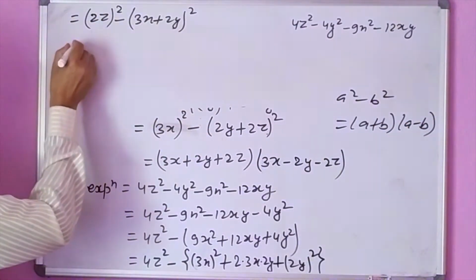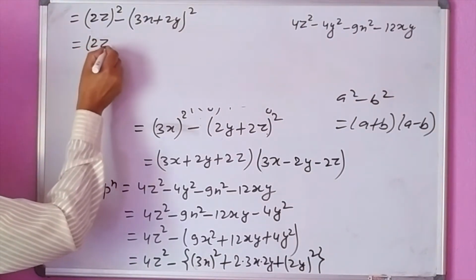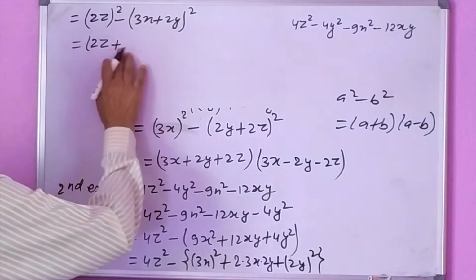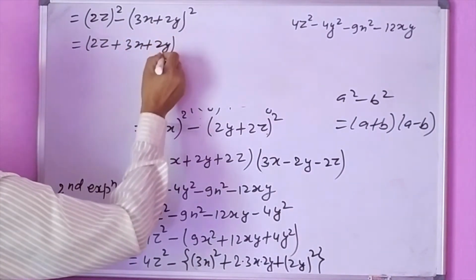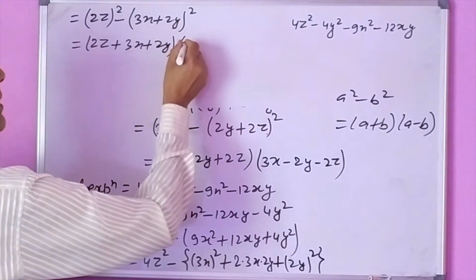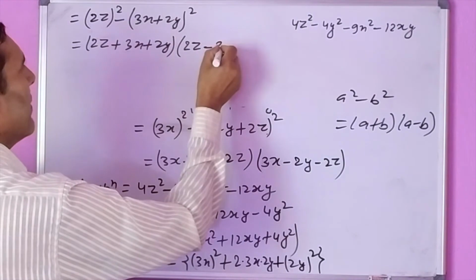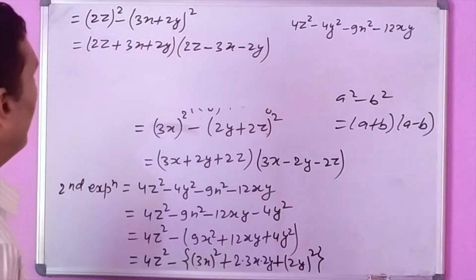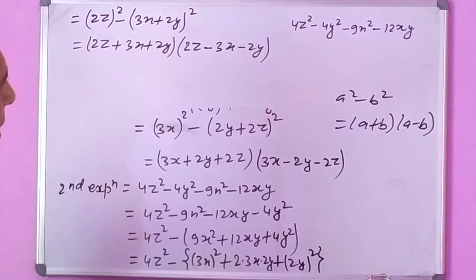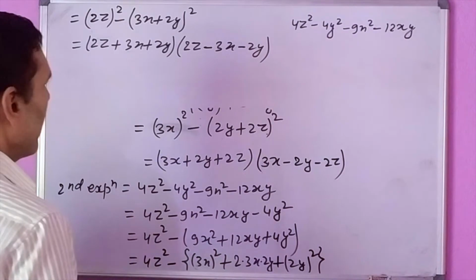So what is a? 2z. A plus b: open the bracket by plus sign, 3x plus 2y. And a minus b: a minus, open the bracket by minus, minus 3x minus 2y. A plus b, a minus b. In this way, the factorization of the second expression is also completed.